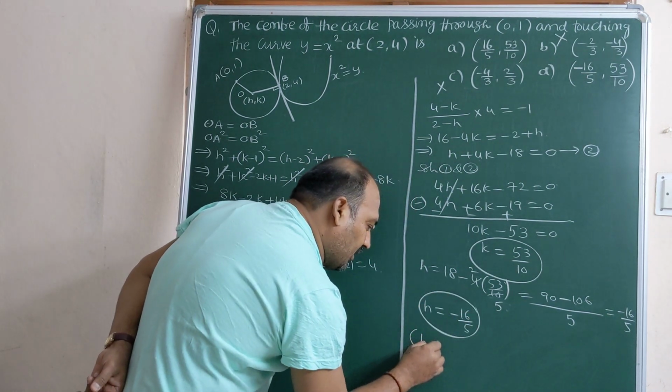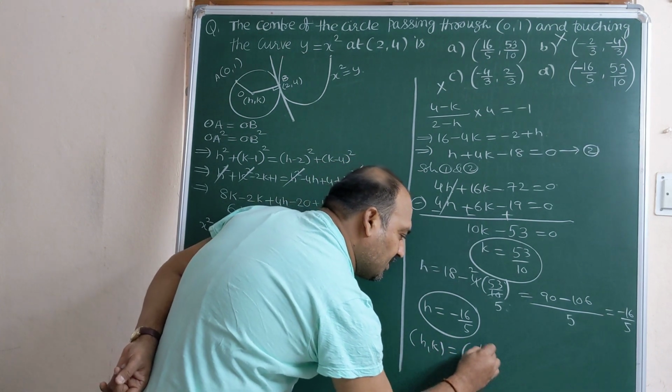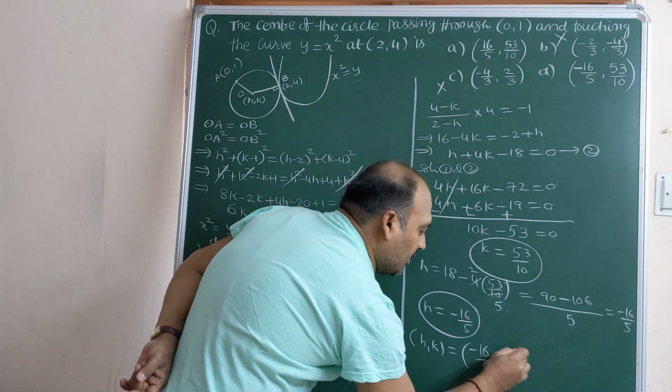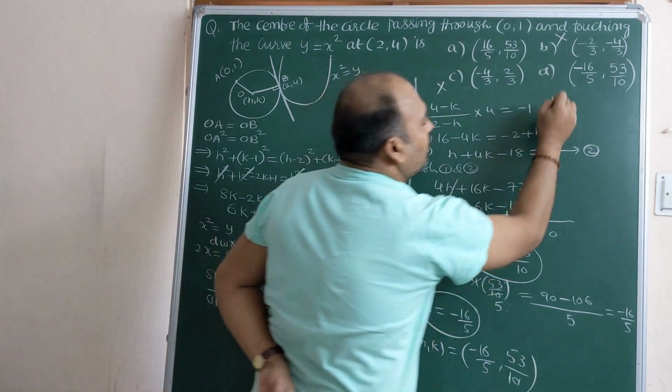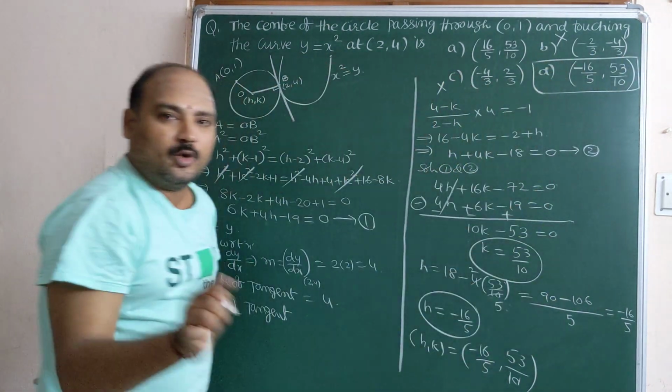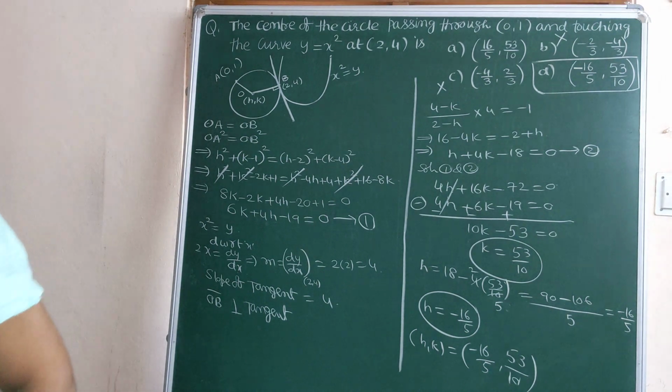Therefore the center (h, k), dear students, is (minus 16 by 5, 53 by 10), which is there in the fourth option. I hope you understand. We'll move on to the next question.